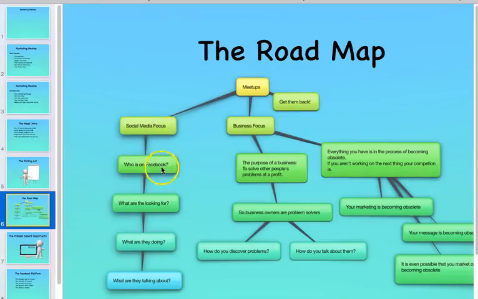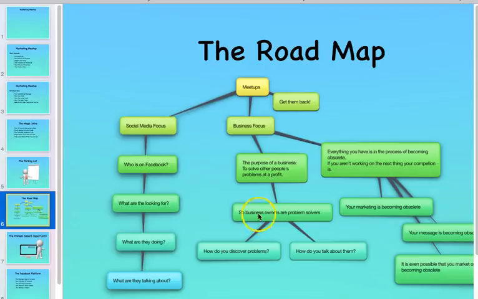But our social media focus today, we're going to talk about who's on Facebook, what are they looking for, what are they doing, and what are they talking about. Because those things are going to help me, because the purpose of my business is to solve people's problems. I am a problem solver.